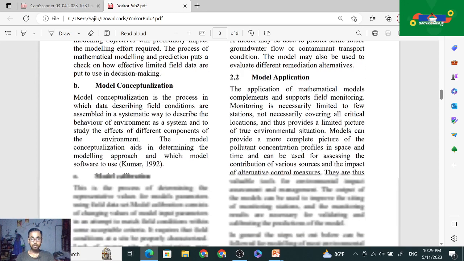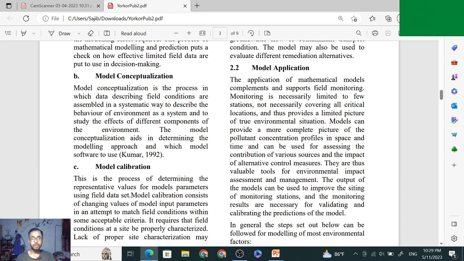Then হচ্ছে model conceptualization এর মধ্যে যেটা আছে, model conceptualization is the process by which the data describing the field conditions are assembled in a systematic way to describe the behavior of the environment as a system and to study the effects of different components of the environment. And the model conceptualization aids in determining the modeling approach and which model software to use.